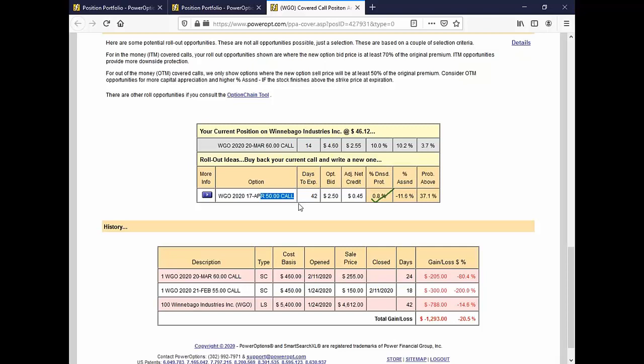On the Winnebago one, it did show me rolls out to, I believe, July at the 45 strike and the 40, and also in April at the 45 strike, going in the money a little bit more. And then the 40 strikes, of course, further out. But Winnebago doesn't have single strike differences, and I think that might be part of the problem, that it's not going more than 2 or 3% in the money from the existing strike.